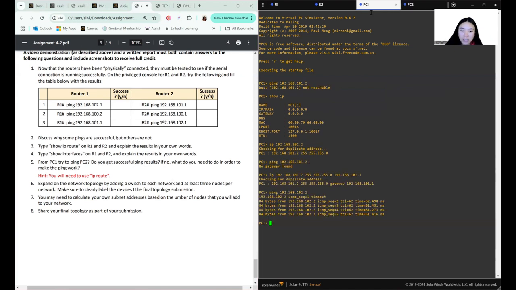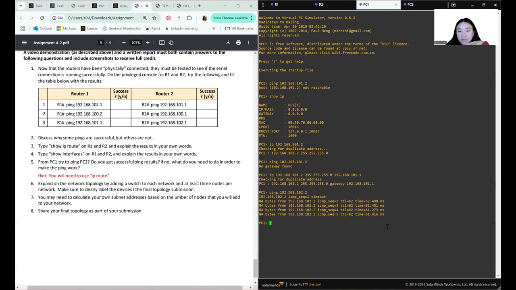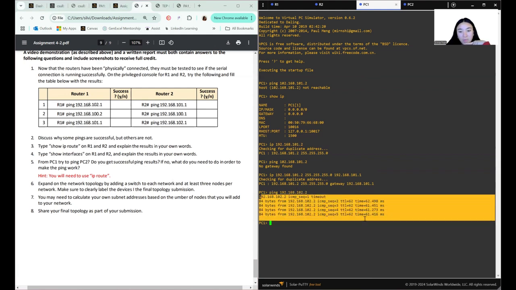So I pinged it again to see if that would work. And then it gave me a no gateway found. So I did another IP command, not to route it, but to assign it with the gateway. And I did the same thing with PC2 right here. Because of that, I was able to ping it afterwards, and then it was able to get to PC2.